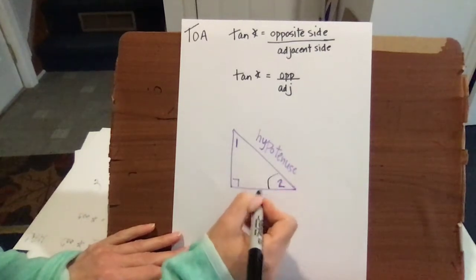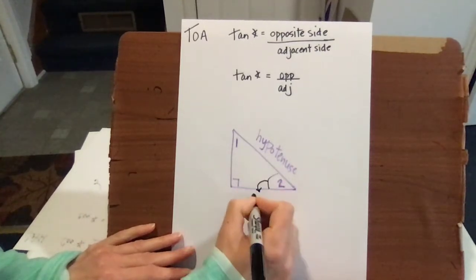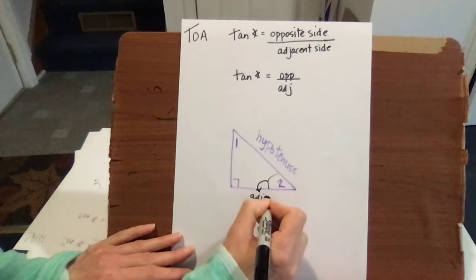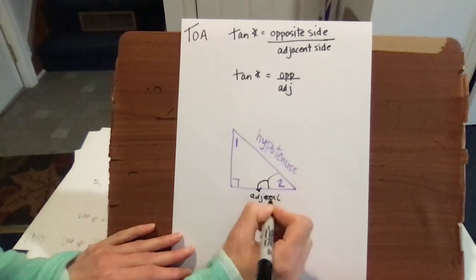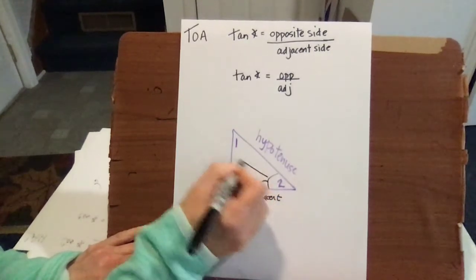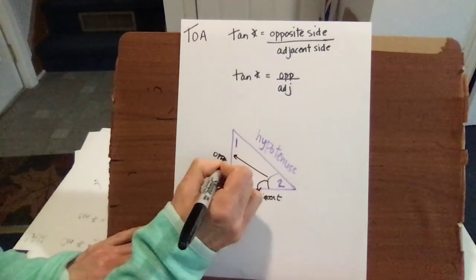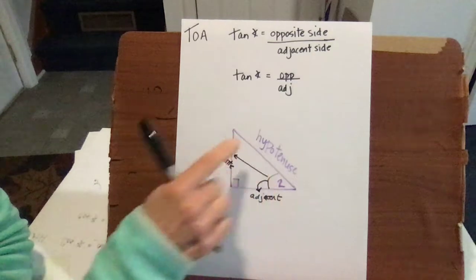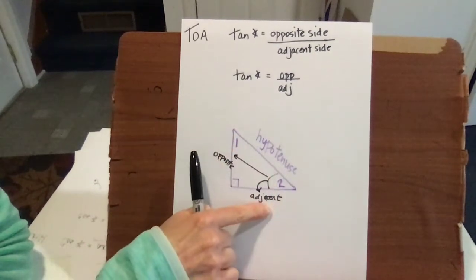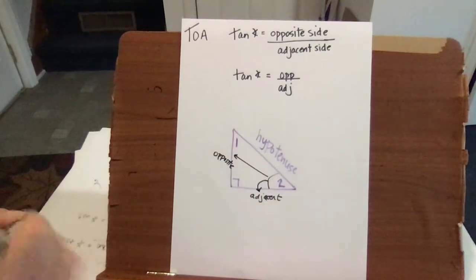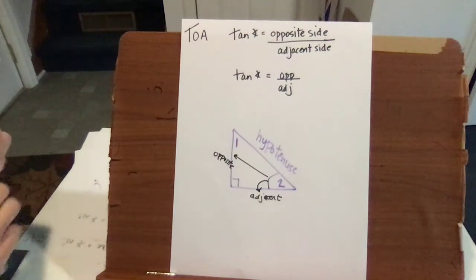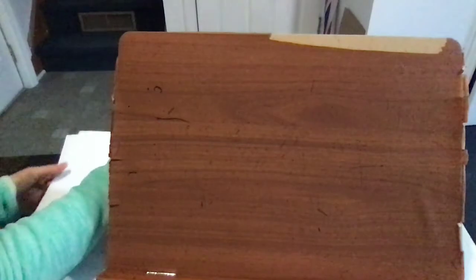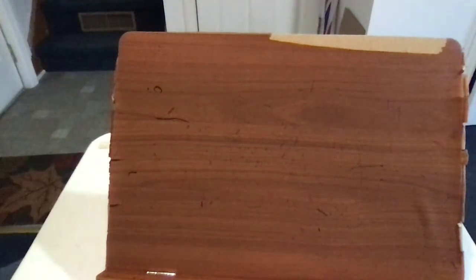So from angle 2's perspective, this would be the adjacent side, and this would be the opposite side. But with respect to angle 1, this would be adjacent and that would be opposite. So it's going to be dependent on what angle you have and where the sides are located. I can't emphasize that enough. So let's take a look at some problems and see how this works.